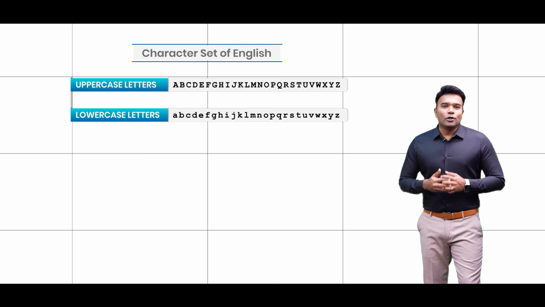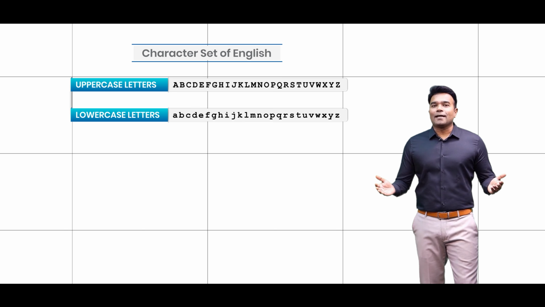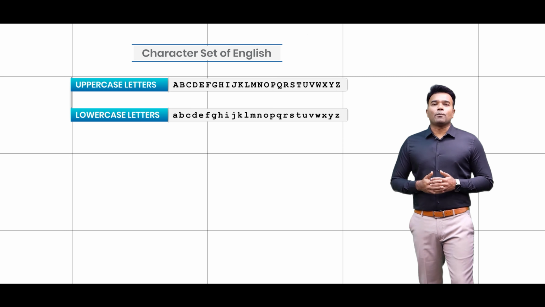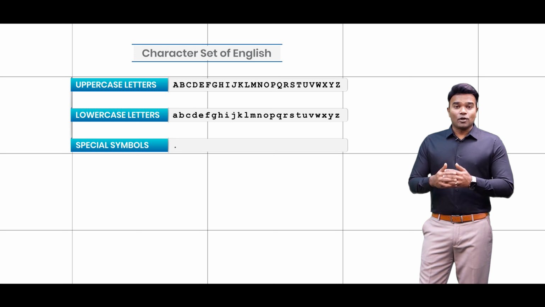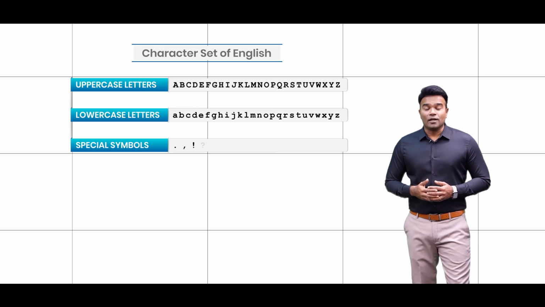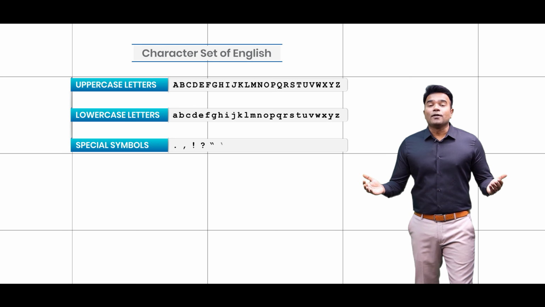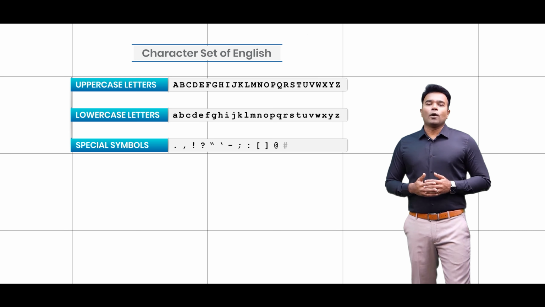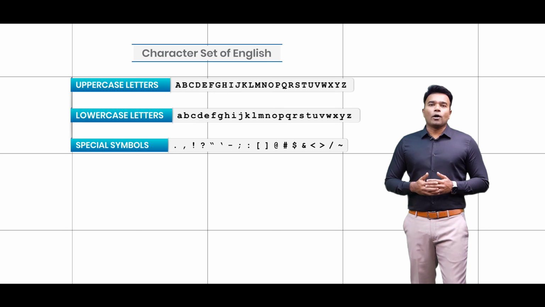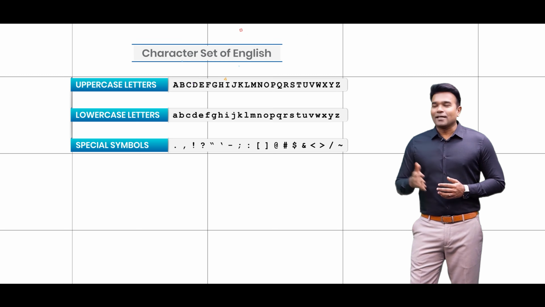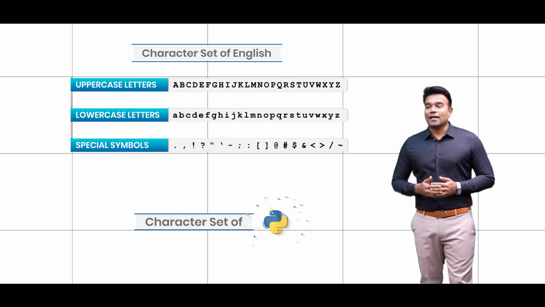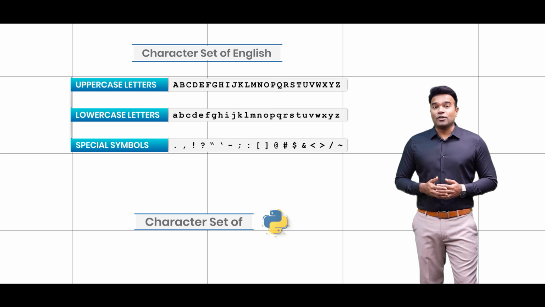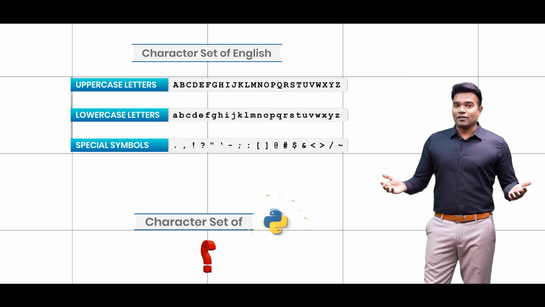But then in English, not only do we have A to Z as the character set, we also have certain special symbols as a part of the character set, such as the full stop, the comma, the exclamation mark, the question mark, the double quotes, the single quotes. This way, there are a lot of other special symbols as well, all of which together make the character set of the English language. And let me tell you that even in case of Python, we have a certain character set. So what really is the character set of Python?